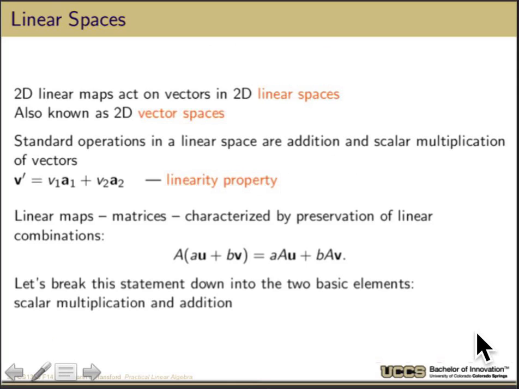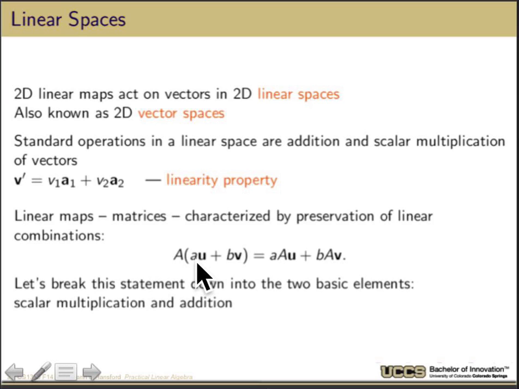2D linear maps act on vectors in 2D to map them to other vectors. Okay, this is called a vector space. And an important property of why this is called linear algebra and linear spaces is that these are linear operators. We call that because we can take some scalar, vector 1 times a1 plus vector 2 times a2, and we get some new vector, and it preserves the properties of linear combinations.